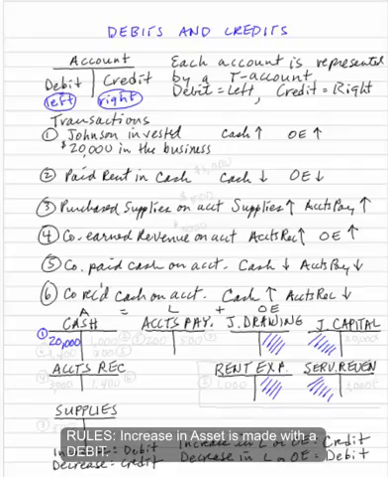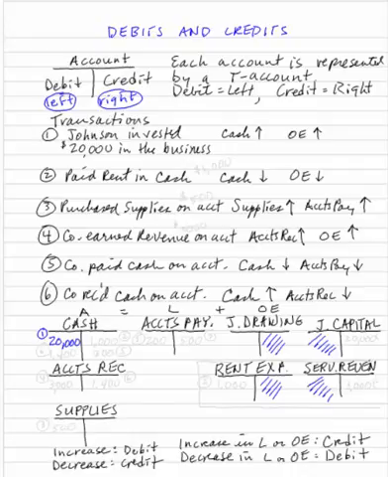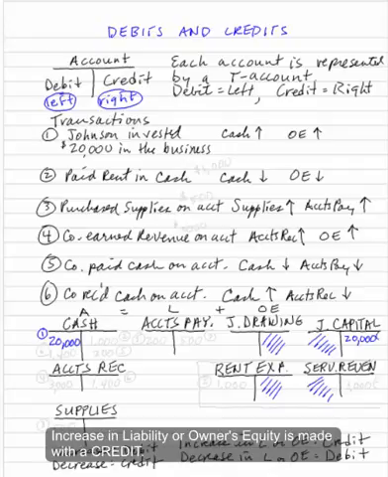The other thing that's happening is the capital account is going up. And so we put the $20,000 also on the right-hand side of the capital account, a little 1 by that. When you're reading the notes later, you can refer back to the original transaction.